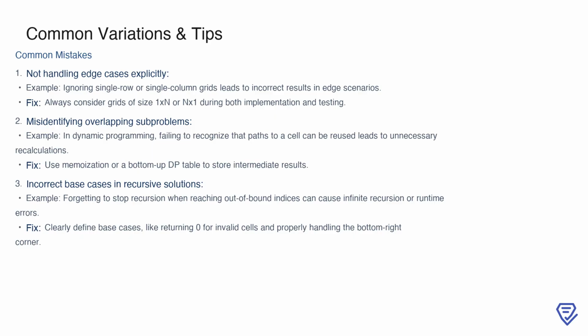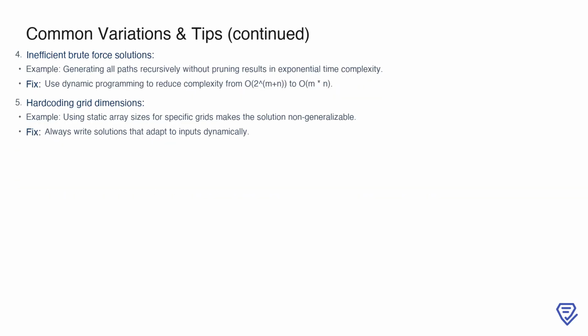Now, another common pitfall is relying on inefficient brute force solutions. For instance, generating all possible paths recursively without pruning leads to an exponential time complexity of O(2^(m+n)), which is far too slow for larger grids. The fix is to use dynamic programming to reduce this complexity to O(m*n), making the solution much more efficient.